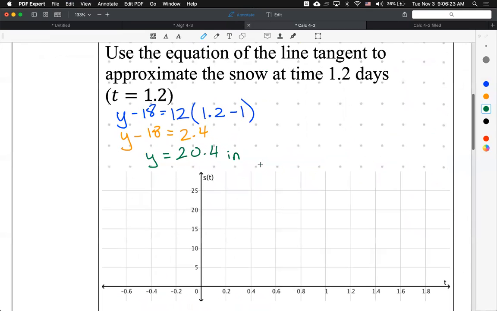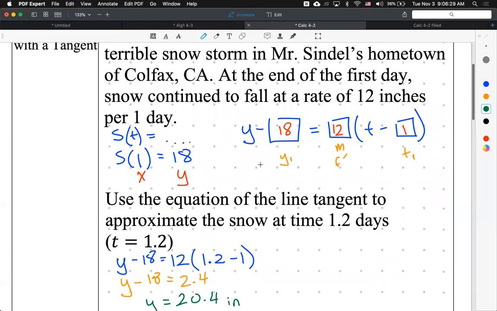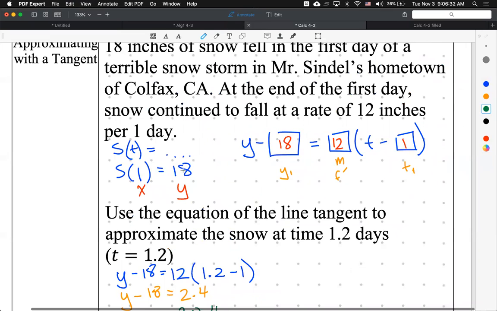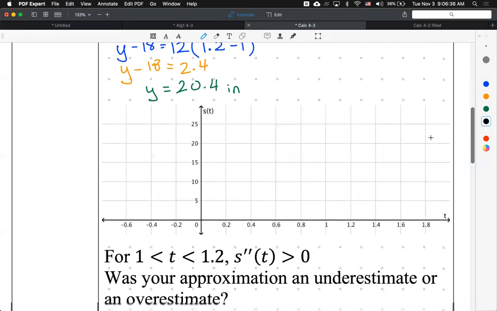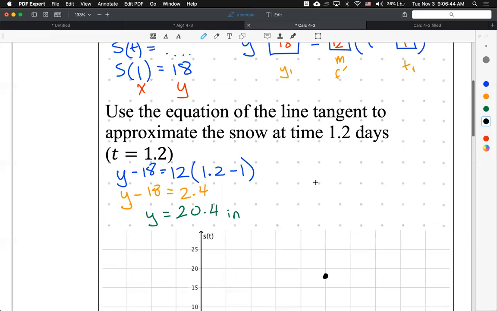I want to draw a graph of what's happening in our pictures so that we can make sense of what's going on. So they gave us some initial information. They said at one day we have 18 inches. So that was just a point on the graph. So if I come down here, after one day, we can come up here to a height of 18, which is right about there. They give us that point.